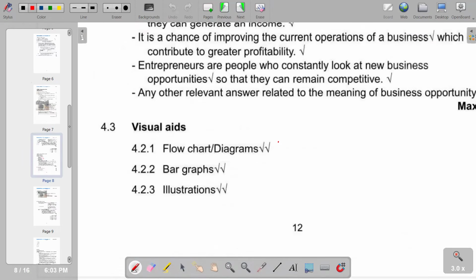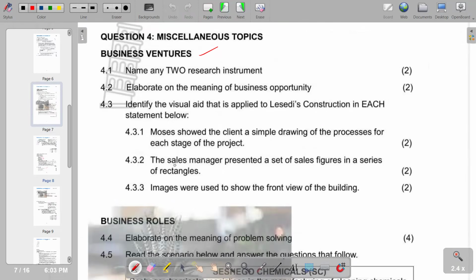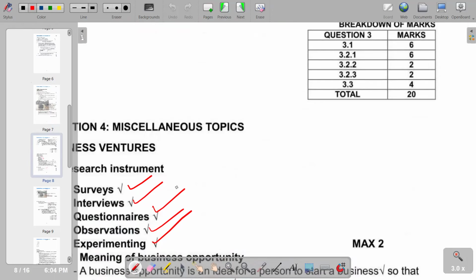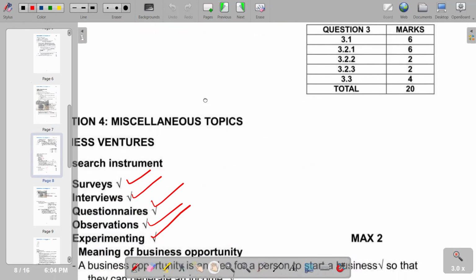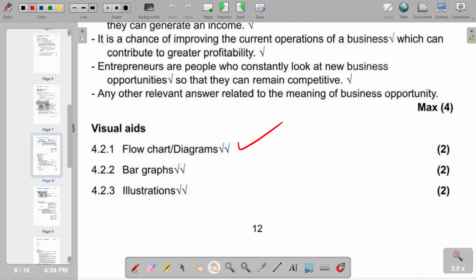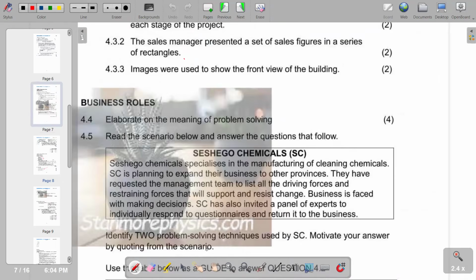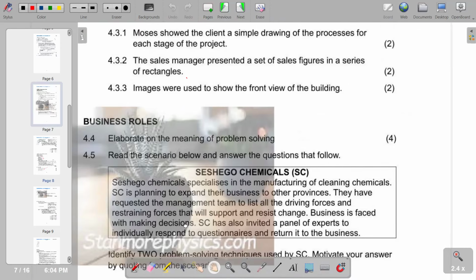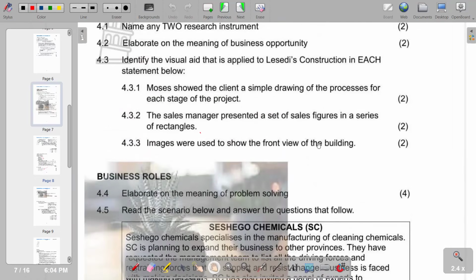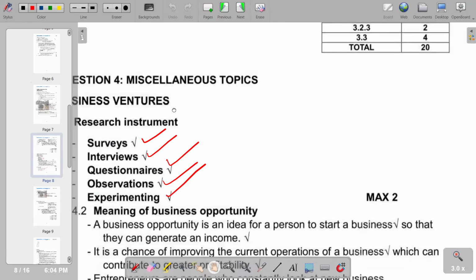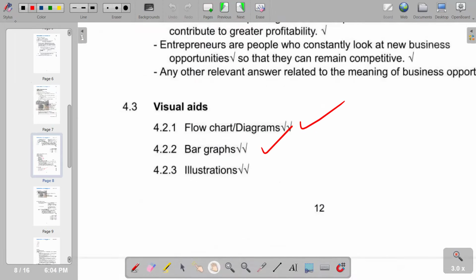So we've got a flowchart or a diagram that we can talk about, which we have in our other section on 4.2.1. Then 4.2.2 reads: the sales manager presented a set of sales figures in a series of rectangles. This is a bar graph. So we have a bar graph as our response. Then the next part reads: the images were used to show the front view of the building. These are the illustrations. So we have illustration as our response for 4.2.3.